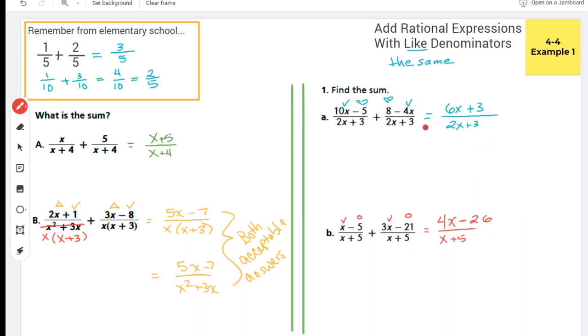So there we have it. That is how you add together rational expressions with like denominators.